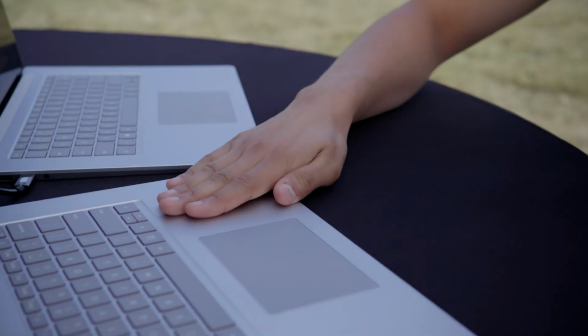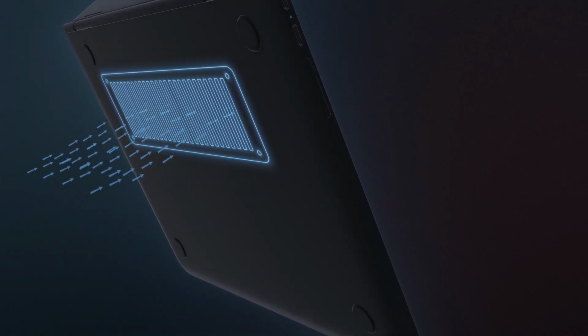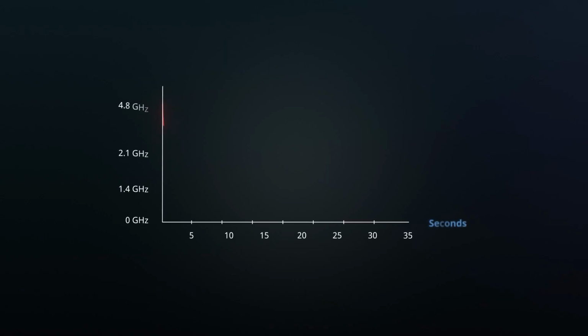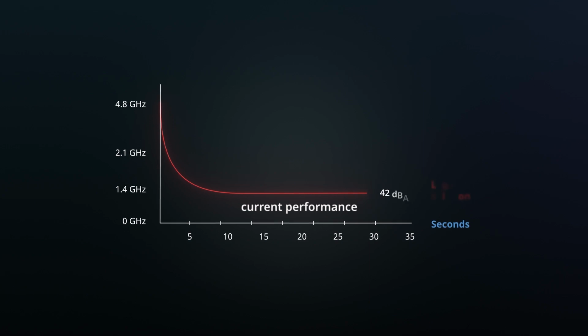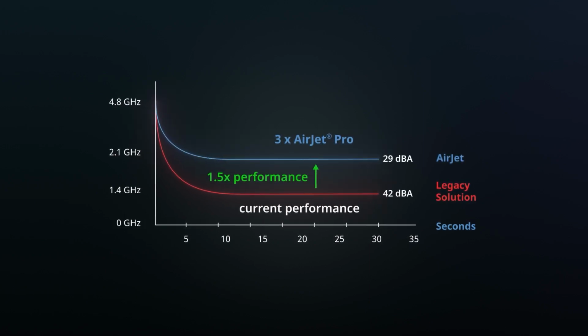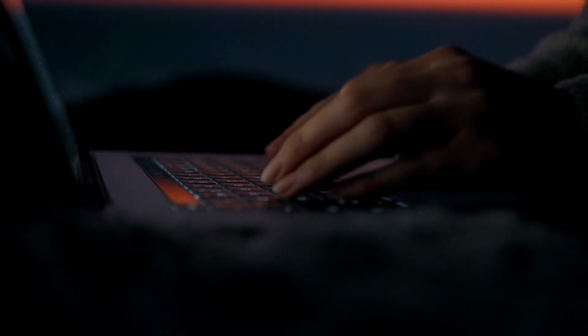Contrast that with fan-based solutions with inlet vents at the bottom of the notebook, and airflow is completely choked off on your lap or pillow, creating uncomfortably hot devices and reducing thermal limit. The 3 AirJet Pro solution increases the thermal limit to 28 watts in all situations, enabling the processor to run 50% faster while reducing the noise level and maintaining the same notebook thickness.